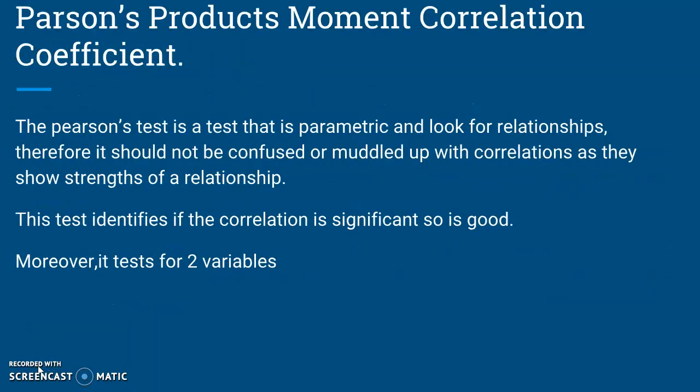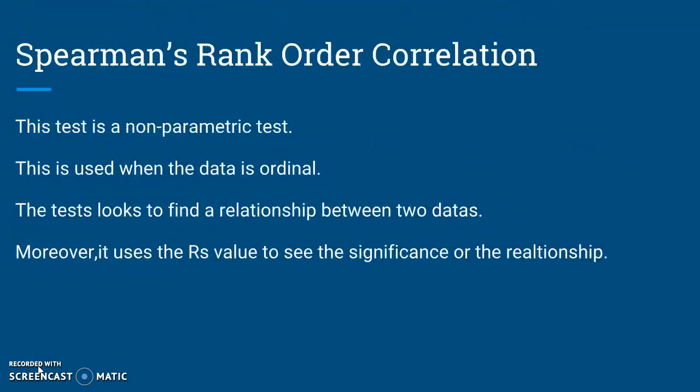So we'll go on to explain the four different tests now. First, the Pearson's product moment correlation coefficient test. Pearson's test is parametric and looks for relationships. Therefore, it should not be confused with correlations, as they show strengths of a relationship. This test identifies if the correlation is significant, or in other words, if the test is good. And it has two variables which define the test, but we'll get onto that a bit later.